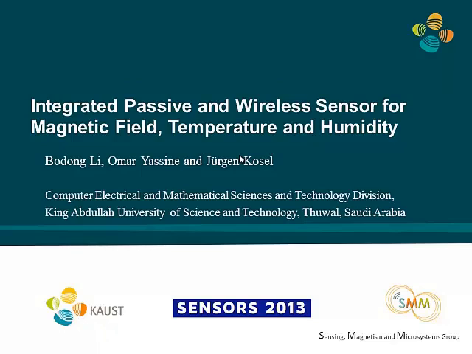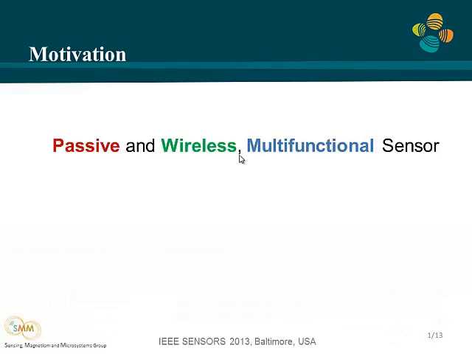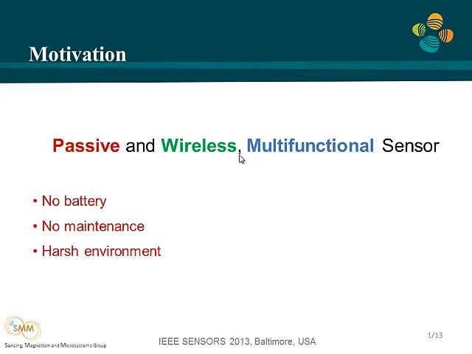Good morning. Today we are talking about an integrated passive and wireless sensor for magnetic field, temperature, and humidity. The motivation of this work is that we want to develop a sensor that is passive, which gives the ability of working without a battery, without maintenance, and can withstand harsh environments.